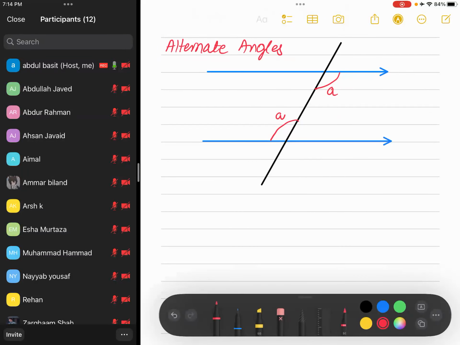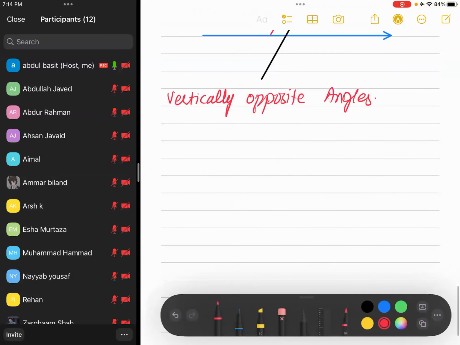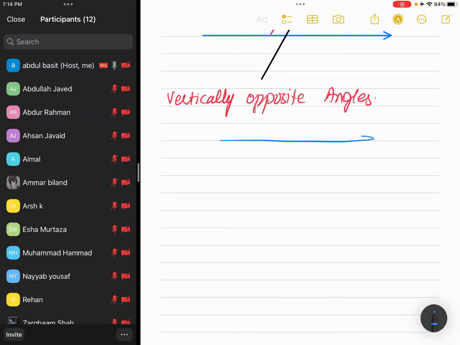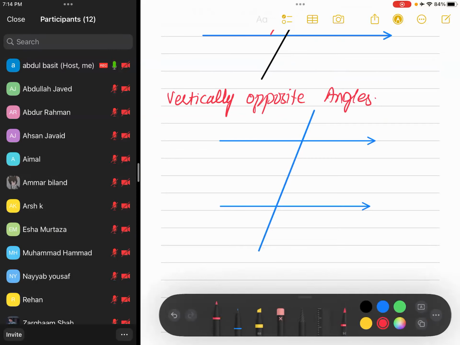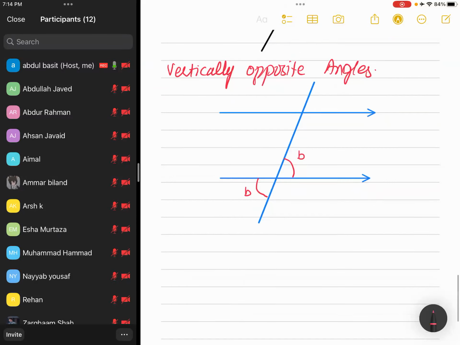Then the next angles we have are vertically opposite angles. What do we call vertically opposite angles, beta? Vertically opposite angles are on parallel lines. Let me draw a transversal. For example, Arsh, if this angle is B, the opposite one will also be B. Yes or no? Yes, sir. So they are called vertically opposite angles.